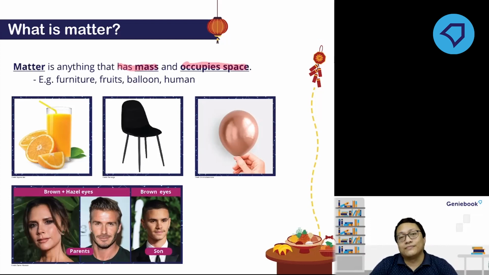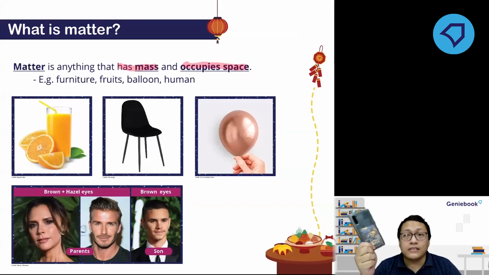If the answer for both questions is yes, then you can be sure that this thing you're observing is matter. Then how about your body? Is your body matter? The answer for both questions is yes, so our body is matter. Then how about the handphone that I'm holding right now? Is my handphone matter? How do you know? It has mass and it occupies space.